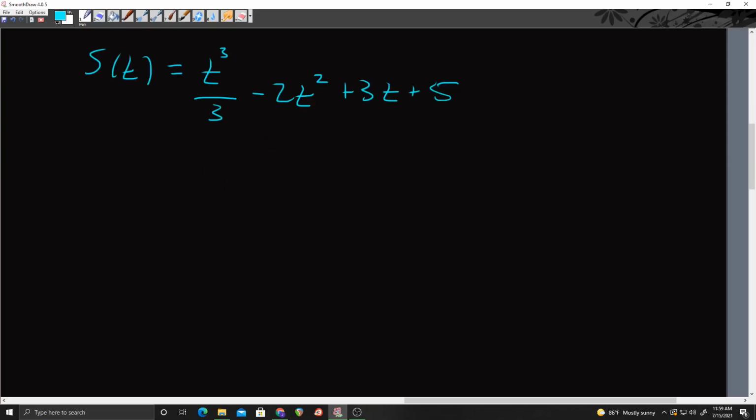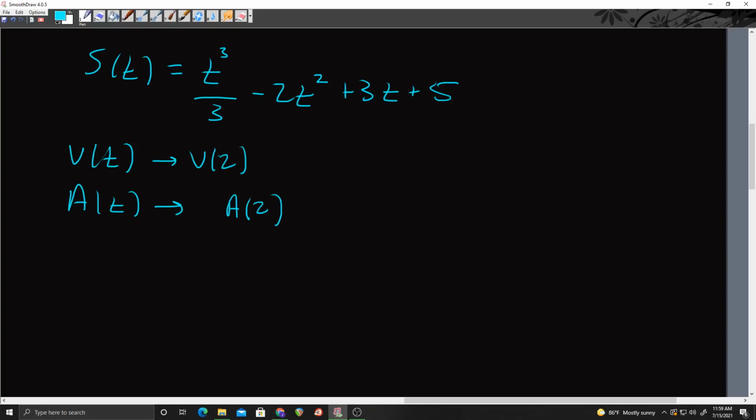And we have several questions to figure out. One, what's the velocity function? Second, what's the velocity at 2 seconds? Next, what's the acceleration function? What is the acceleration at 2 seconds? We might come up with other questions later.